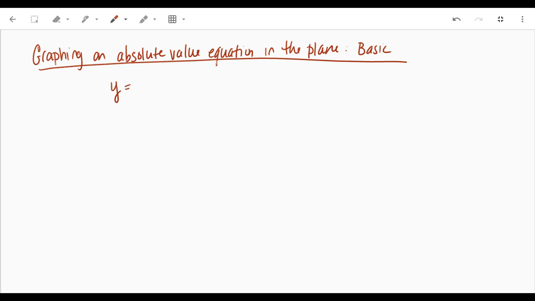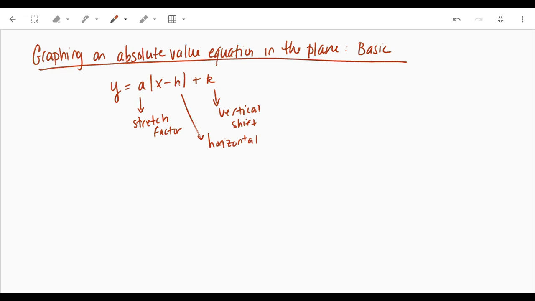So remember you have y equals a times absolute value of x minus h plus k, if you remember that from Algebra 2. Again, a is your stretch factor. I'm not going to go over that again because we just did. And k is your vertical shift. And then remember, h is your horizontal shift. It's a little bit misleading because it's already negative. So if you have like x minus 2, h is positive, and we move to the right. If h is less than 0, then we would move to the left.